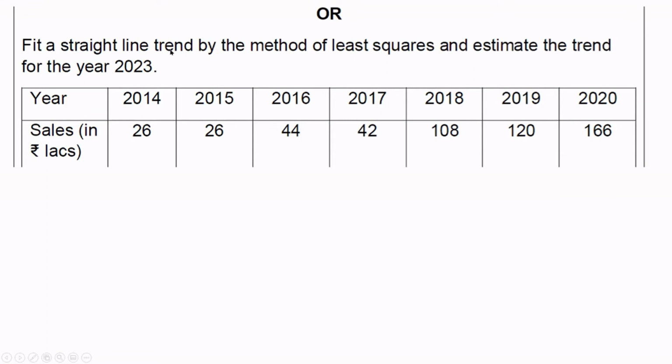Moving on to the R part of the same question. Fit a straight line trend by the method of least squares and estimate the trend for the year 2023. So for the years 2014, 15, 16, 17, 18, 19 and 20, the sales in lakhs is given. We need to fit a straight line trend by the method of least squares. Again, this question is also from time series analysis or trend analysis.